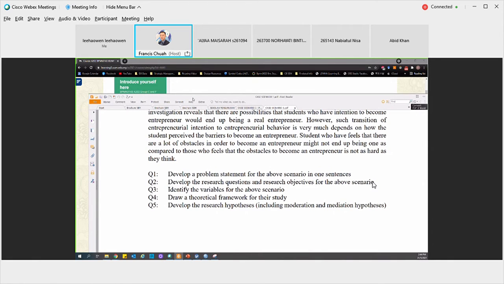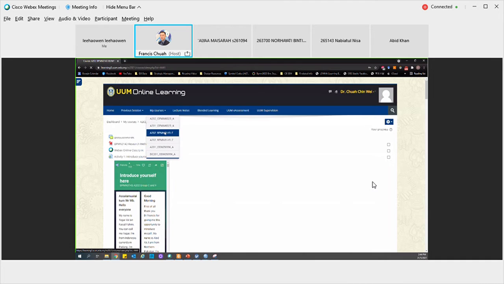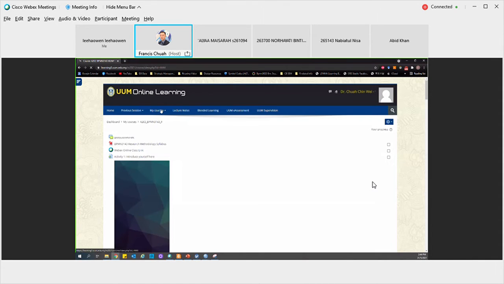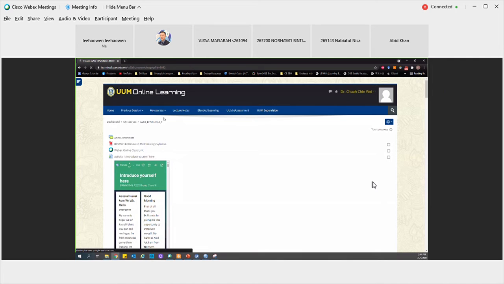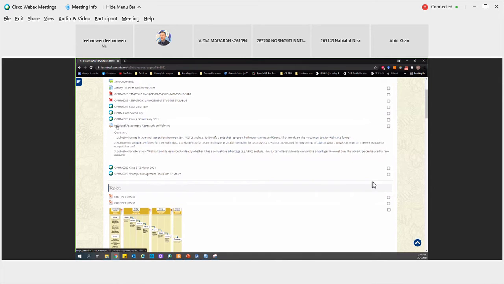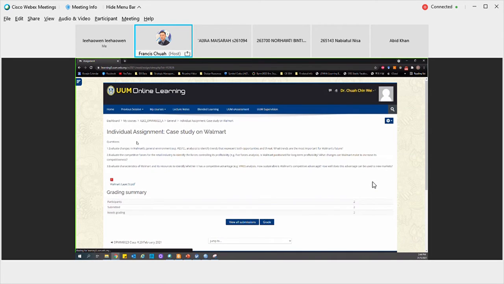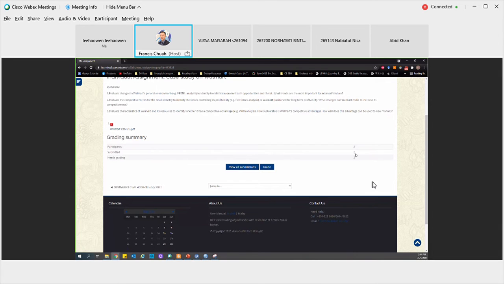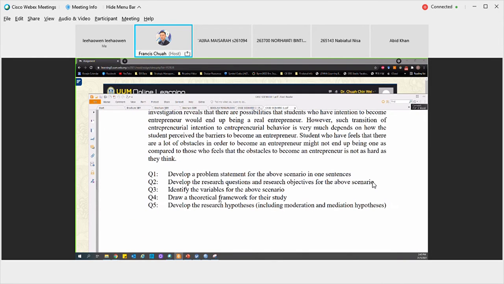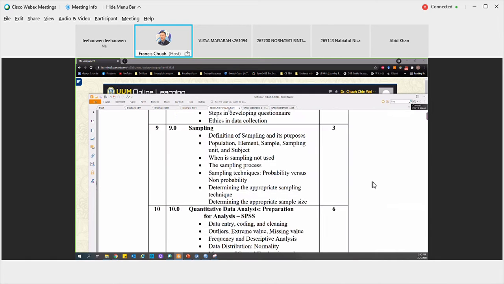So it will be something like this, like individual assignments. Then I will put down the question here. If you click inside, of course, I will attach the scenario here, and then you just submit to me. Written in Microsoft Word, or if you have done it in Microsoft Word and want to submit as a PDF, that also can. No issue. So this is the part where I want to discuss the next thing.